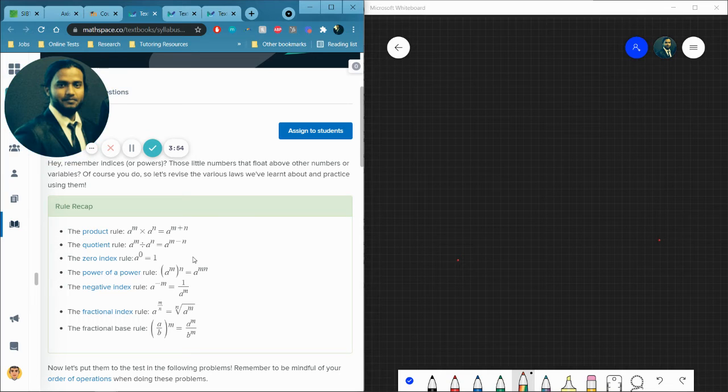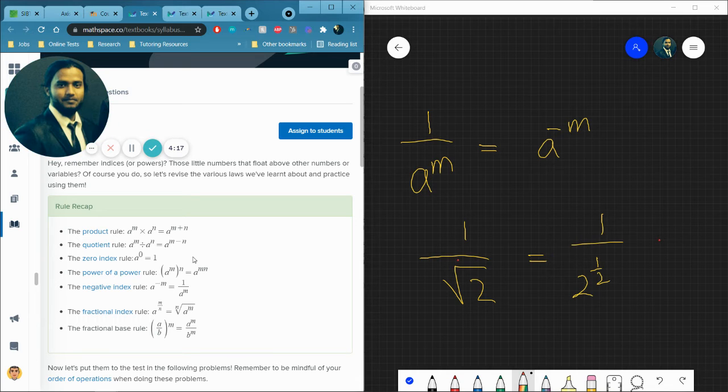And the other important one you'll always come across is the negative index rule. So 1 over a to the power m is the same as a to the power minus m. In other words, 1 over square root of 2 can also be written as 1 over 2 to the power half, same as 2 to the power minus half. So that's your negative index rule.